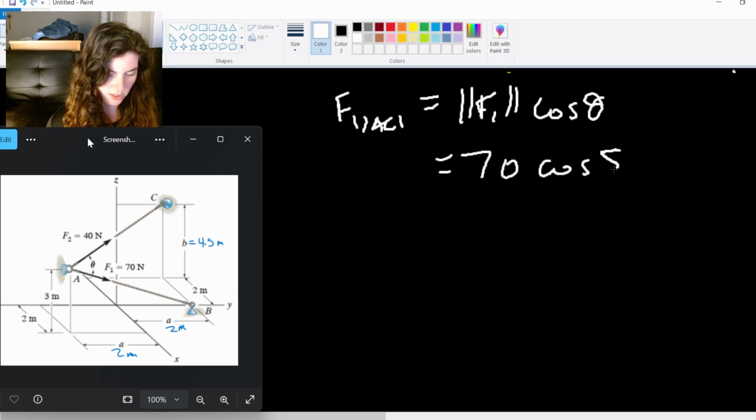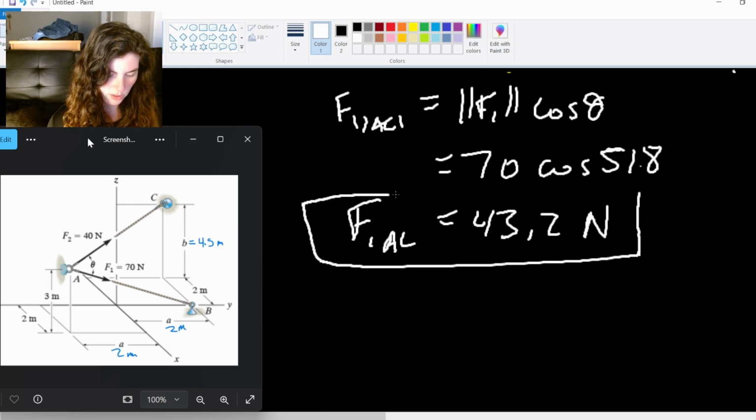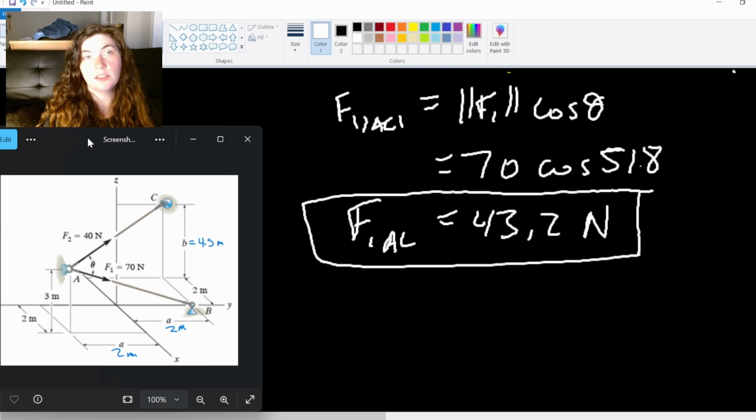70 times cosine of 51.8. So the projection of F1 onto AC is going to be 43.2 newtons. That's it. So this is an example of how we'll be using the dot product in combination with everything we've been working on up to this point, with our unit vectors, our Cartesian vectors, our position vectors all coming together to find the value of these forces.